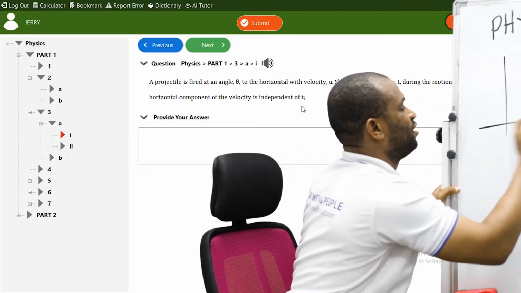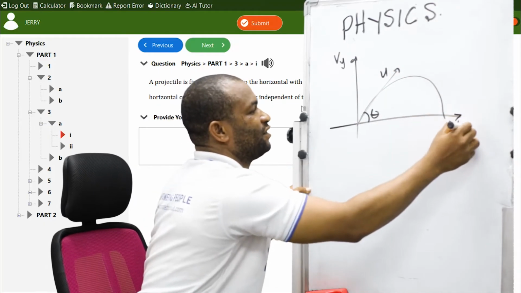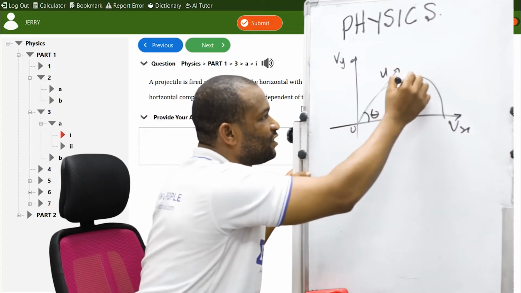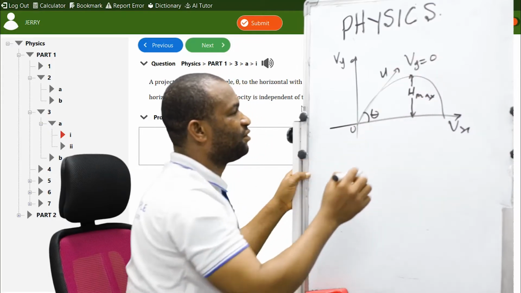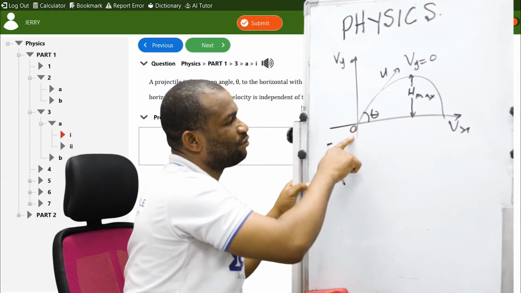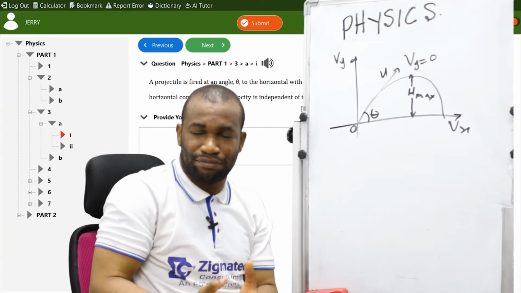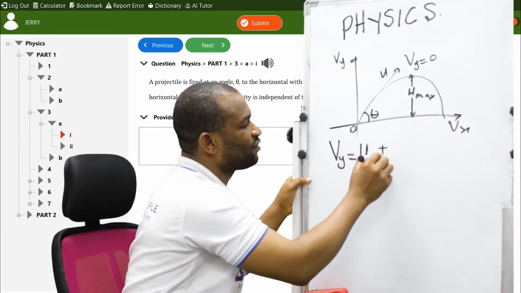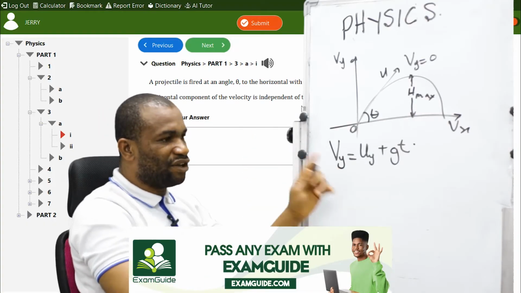All right. So let's assume this is a body projected with u at an angle theta. This is Vy, and this is Vx, and this is the origin. Now, as this body is moving up, there is a place called maximum height. The vertical component of the speed will become 0 at maximum height. The body had a velocity of 0 there. But the vertical component is not 0 at the start, because we are using this formula: Vy is equal to Uy plus gt. This formula is what determines the velocity.